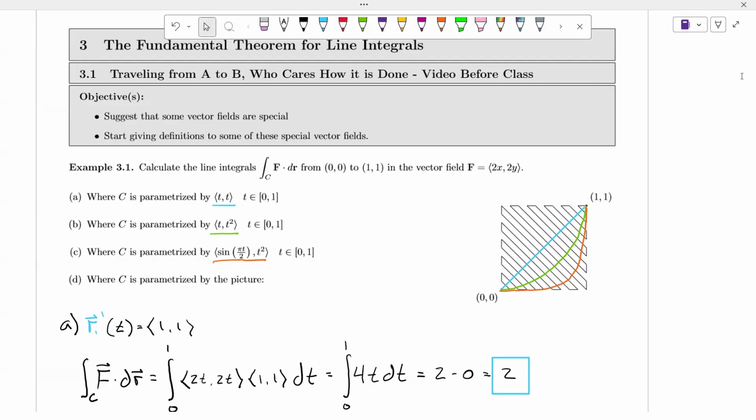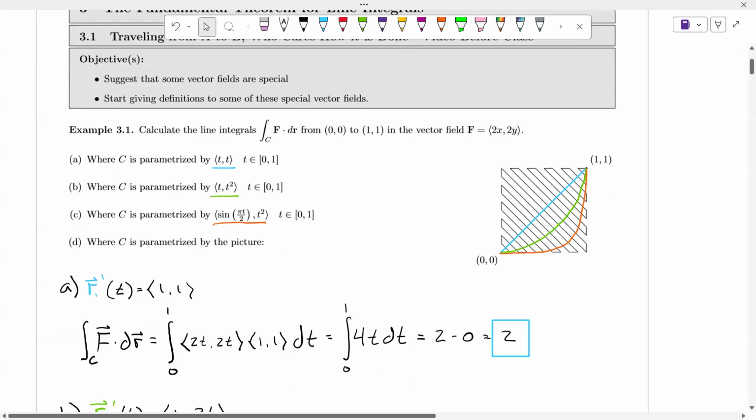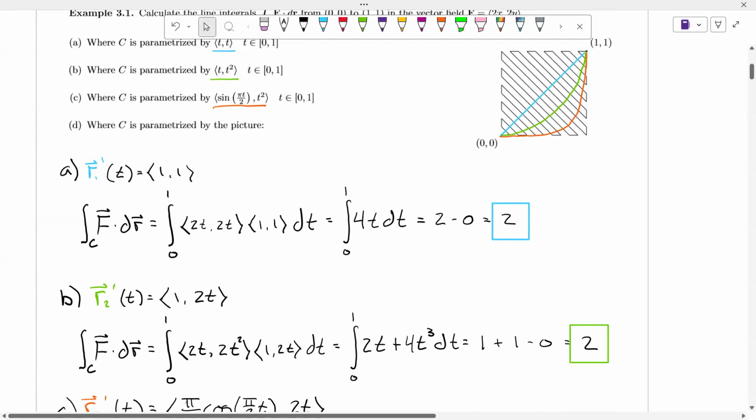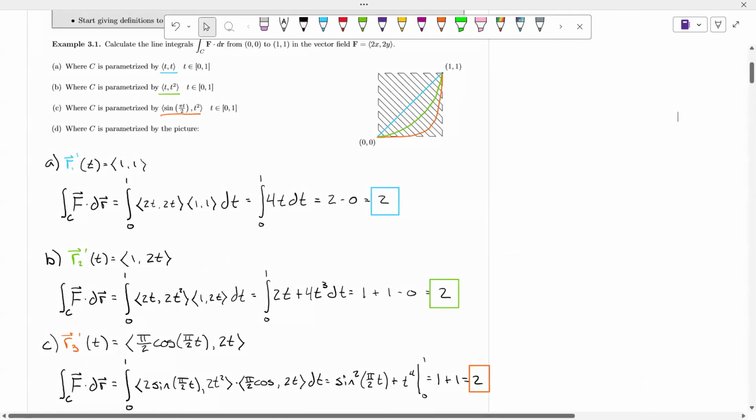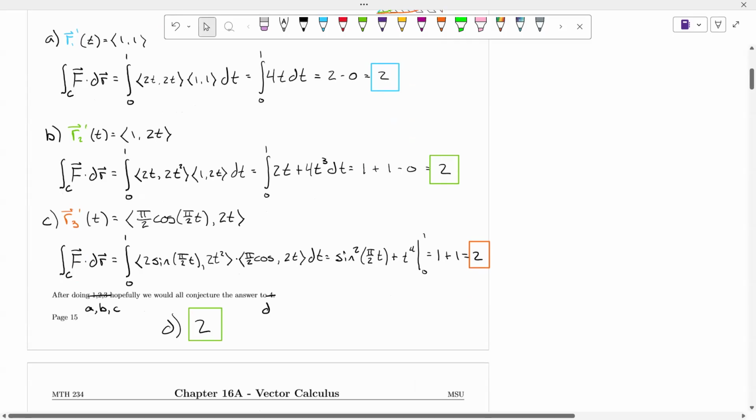I found its tangent vector, which is 1, 1, plugged it into my line integral calculation, and got a result of 2. Then I did the same thing for the green line, and I got a result of 2. Then I did the same for the orange line, and lo and behold, even with a terrifying looking trig function in there, I got 2 again. And if I really wanted to put the effort into parameterizing that rather insane looking zigzag, which keeps bouncing back and forth and is made up of a ton of tiny little line segments, and calculated its integral along that path, just take my word for it, you're going to get 2.